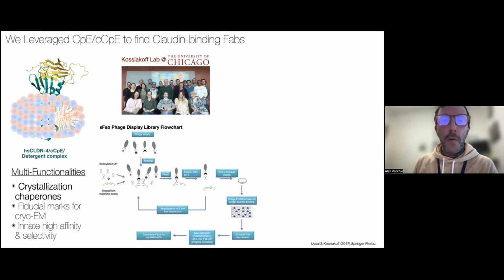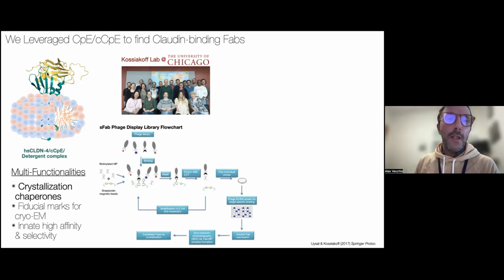And so we collaborated with Tony Kossiakoff's lab at the University of Chicago, and we leveraged this claudin toxin binding interaction to pan for fabs. What we effectively sent him was human claudin 4 in a detergent micelle, and we formed a complex with the C-terminal domain of this toxin.